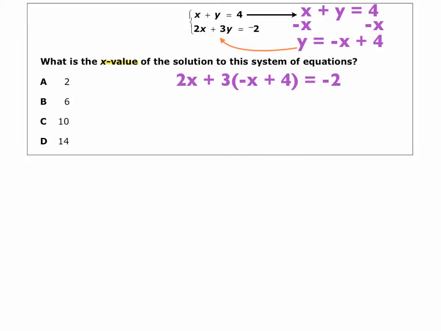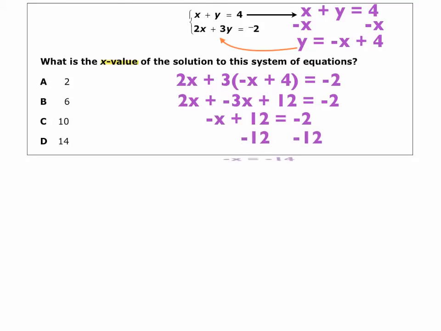Go ahead and distribute your 3, and when you do so, you get 2x plus negative 3x plus 12 equals negative 2. Combine like terms, and you get negative x plus 12 equals negative 2. Subtract 12 from both sides, and you get negative x equals negative 14. Well, if negative x equals negative 14, then a positive x equals a positive 14. My answer is D.